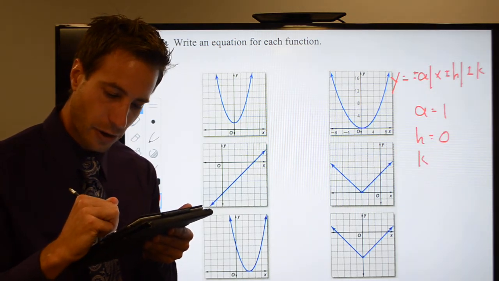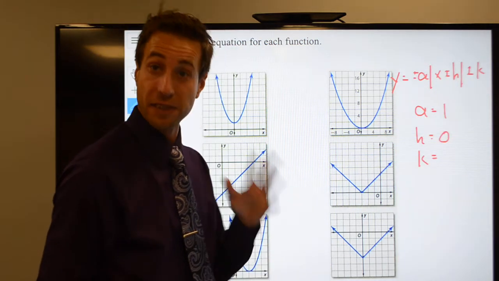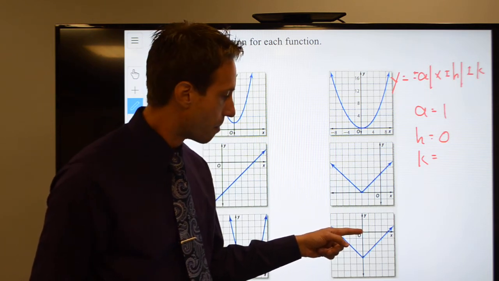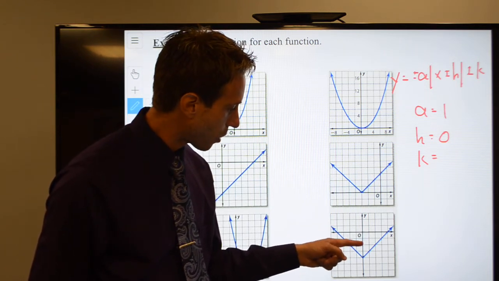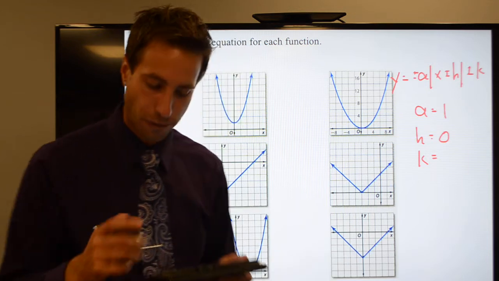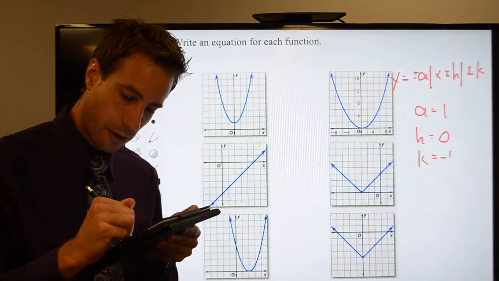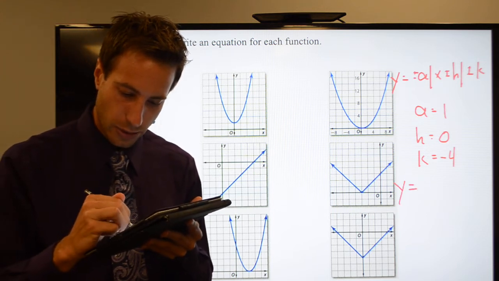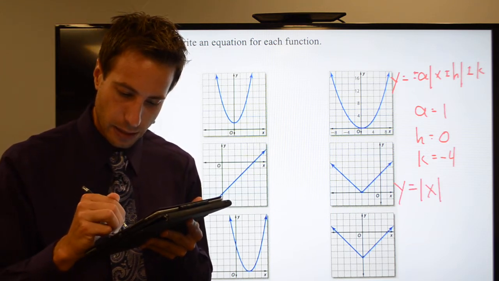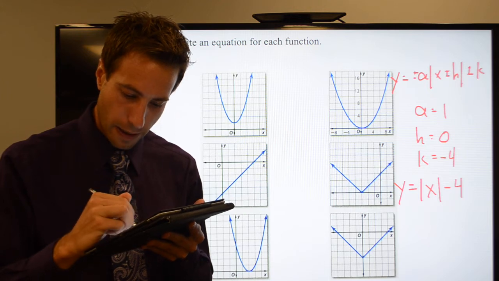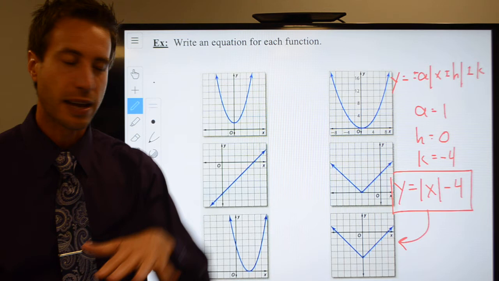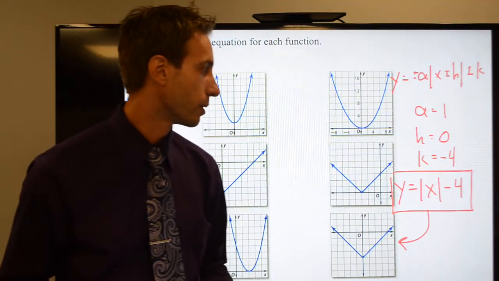What about a vertical shift? Well, definitely, my vertex for the absolute value would have been at 0, 0, but now it's all the way down here at negative 1, negative 2, negative 3, at negative 4. So I've shifted down 4 units. Let's go ahead and write our equation. Y is equal to the absolute value of x minus 4. And that would be the equation for this guy, a vertical shift of 4 units.